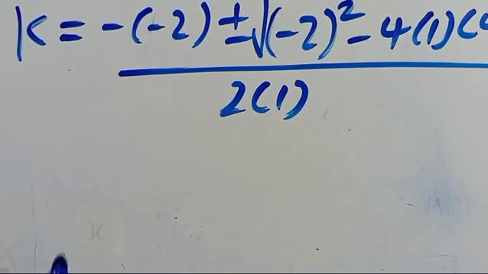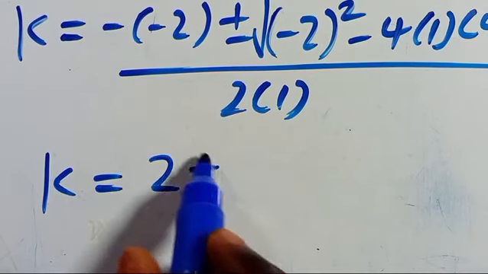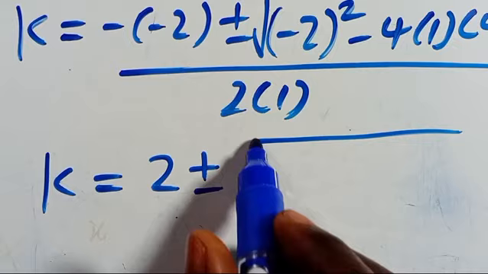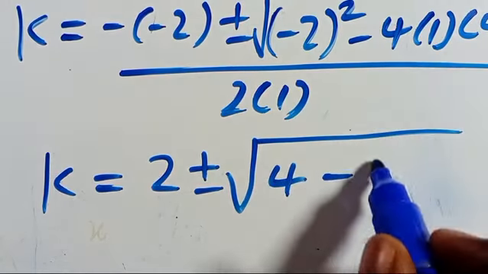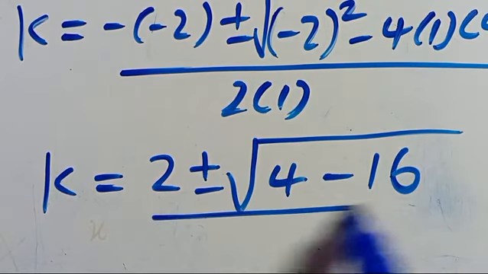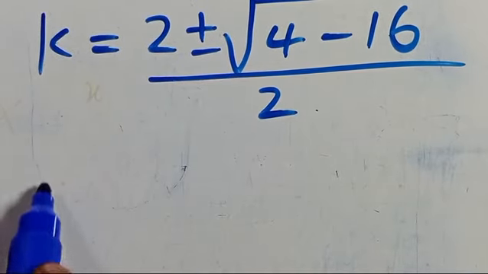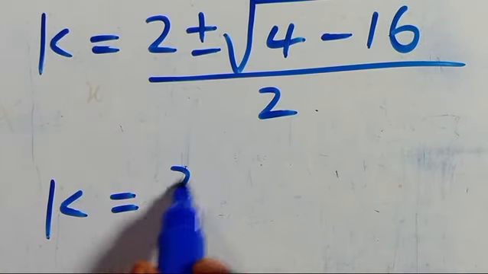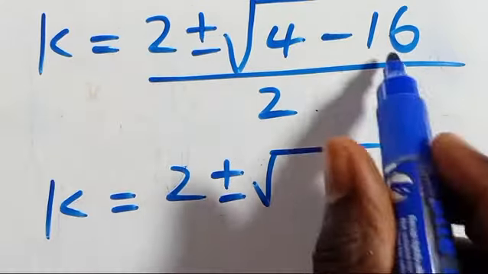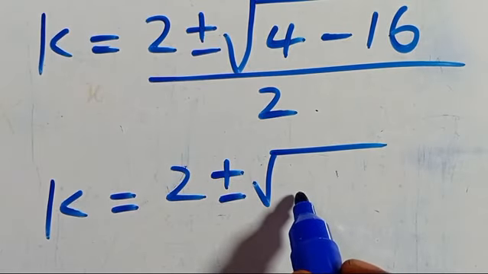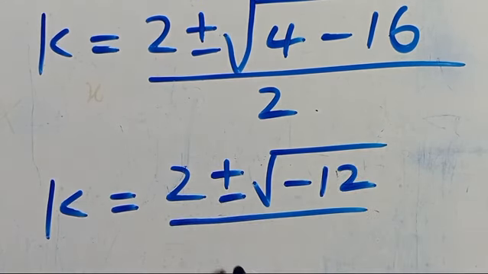So this will be equals k equals 2 positive or negative root of, here it will be 4, minus 4 times 1 is 4, times this will give us 16, divided by 2. We have k equals 2 positive or negative root of 4 minus 16, which will give us minus 12, divided by 2.